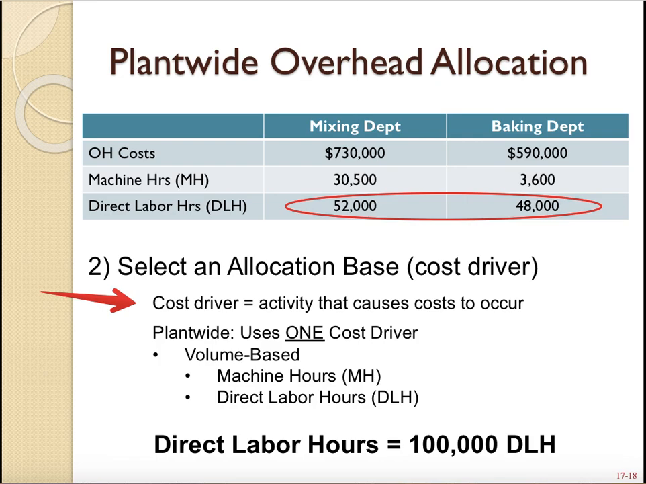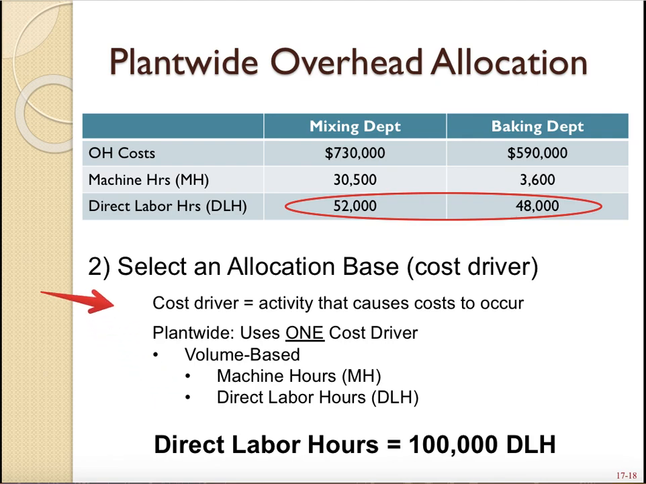Now, in the plant-wide method, we use only one cost driver. And the cost drivers used in plant-wide overhead have to be volume-based. That term volume-based refers to the amount of production or the amount of units produced. In other words, the more units you make, the more time it takes, right? So usually these volume-based measures are going to be based on time, and it could be machine hours or direct labor hours. Machine hours, if you're making more product, you're going to have more time on the machine to make more product. If it's direct labor hours, if it's something that's more handmade, the more products you make, the more direct labor hours you're going to use.